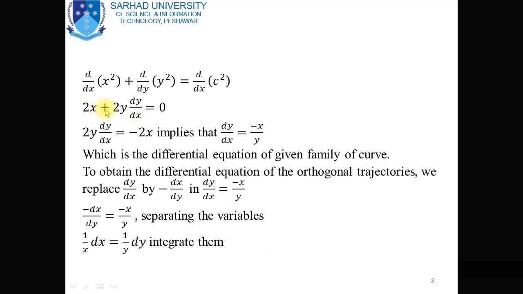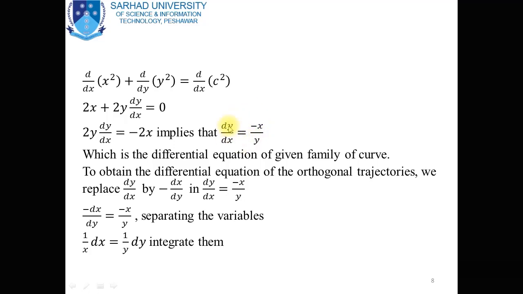We get 2x plus 2y dy by dx equal to 0. The derivative of x square is 2x, the derivative of y square is 2y dy by dx, and the derivative of the constant term is 0. Now simplify this differential equation: 2y dy by dx is equal to minus 2x, and dividing both sides by 2, we get dy by dx is equal to minus x by y, and this is the differential equation of the given family of curves.